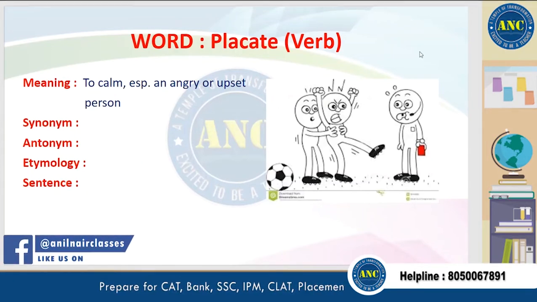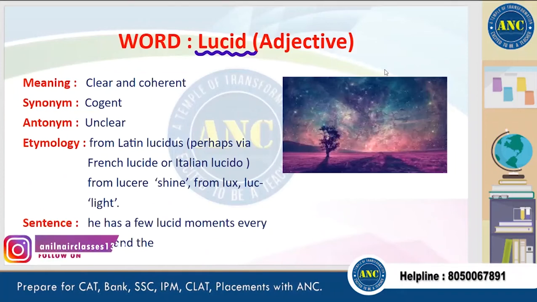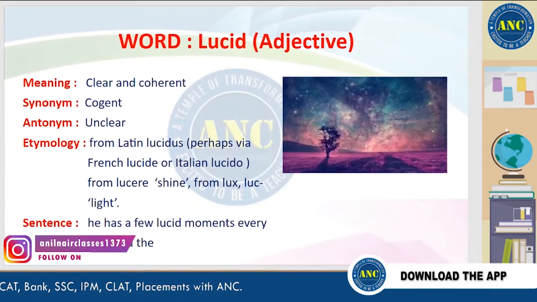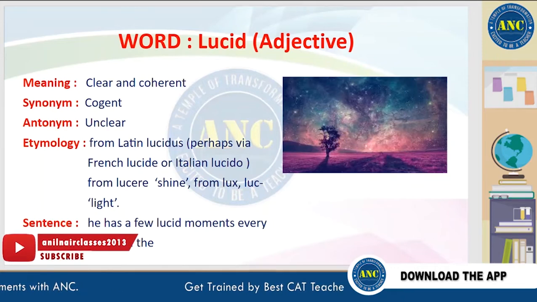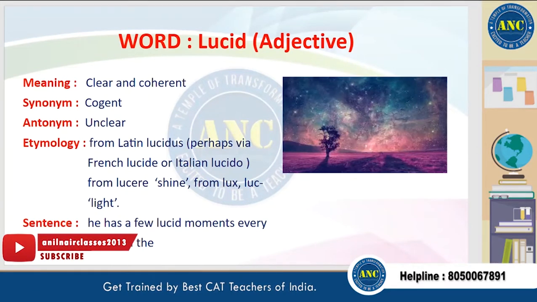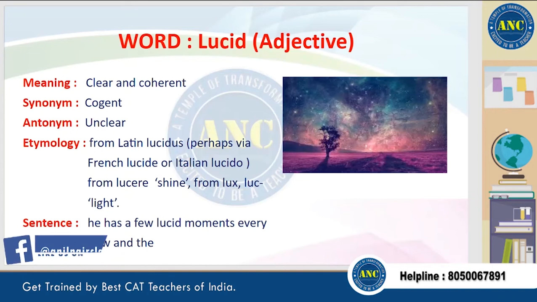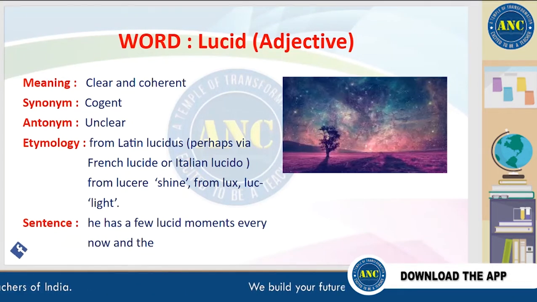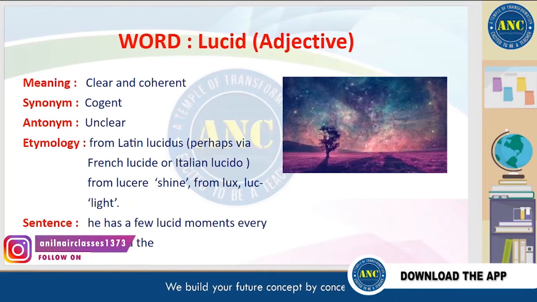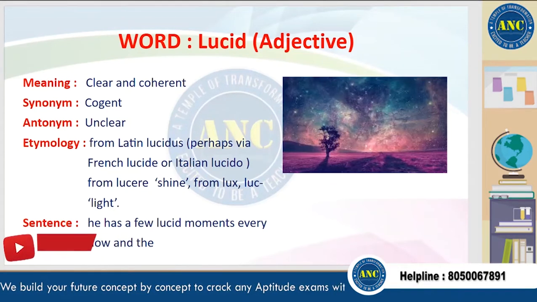Moving on to the next word, lucid. Lucid means clear and coherent. A synonym for lucid is cogent, and an antonym is unclear. It is derived from the Latin or French words which mean shine or light. A sentence for this word is, he has a few lucid moments every now and then.